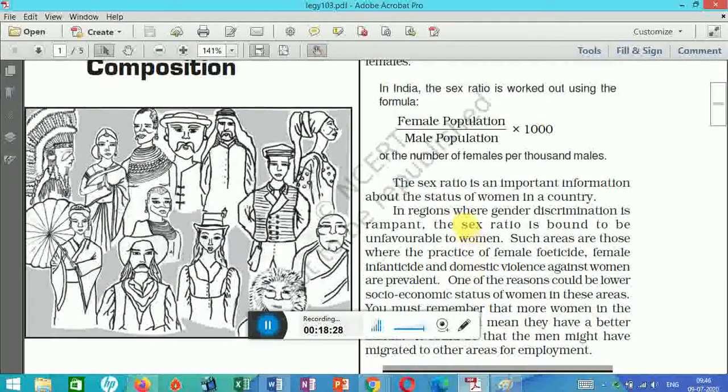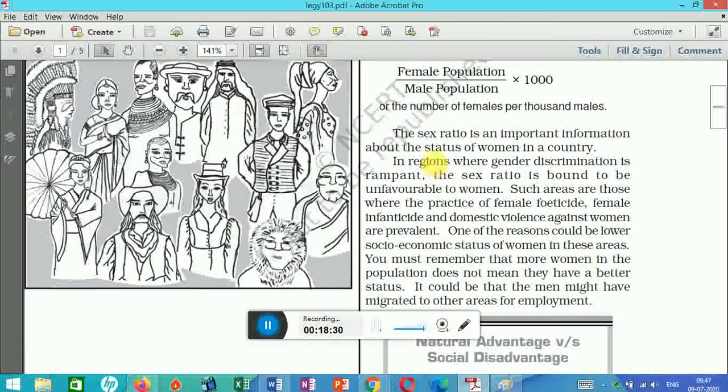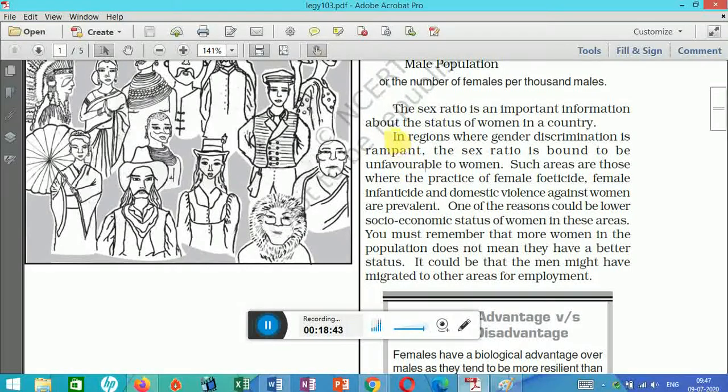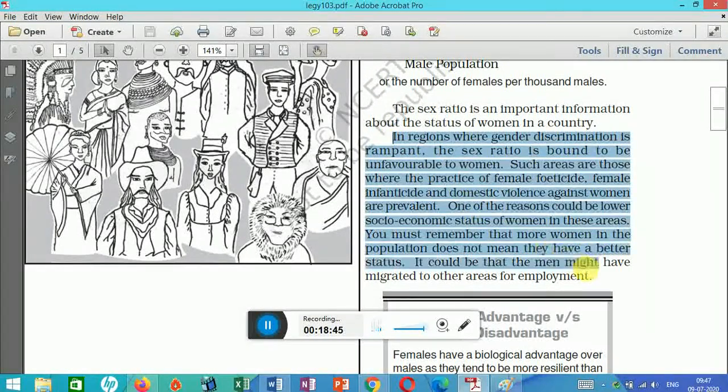So here, as I told you, the sex ratio is an important information about the status of women in a country. That is why study of sex ratio is very important. And so next we have this big paragraph. So this big paragraph is very important because a question also can be asked from here.